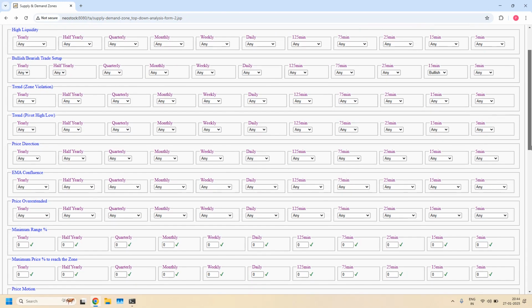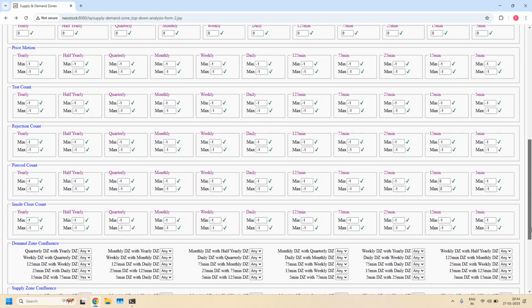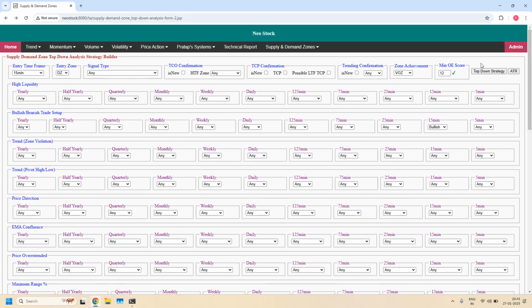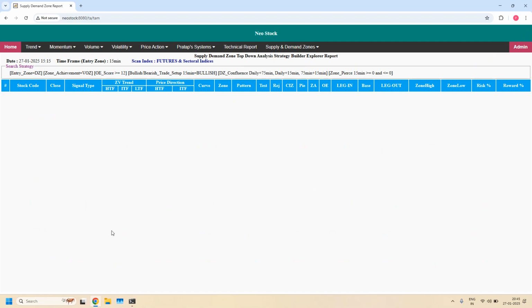In the demand zone confluence, we have to set 3 filters. The first filter is already enabled. Next, 15 minutes demand zone with daily demand zone confluence, and 75 minutes demand zone with daily demand zone confluence. With all the 3 filters, we did not get any stocks. That means the zone does not have HTF zone confluence, only LTF and ITF zone confluence and ITF EMA confluence.